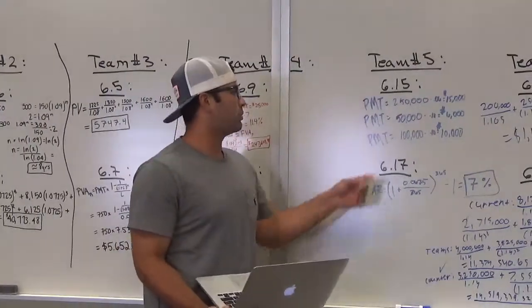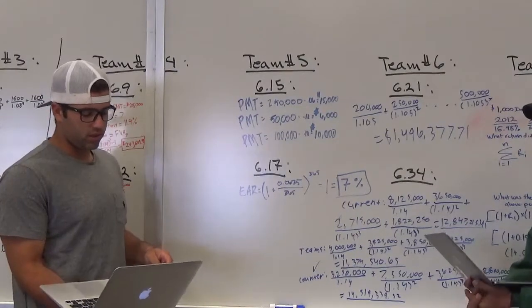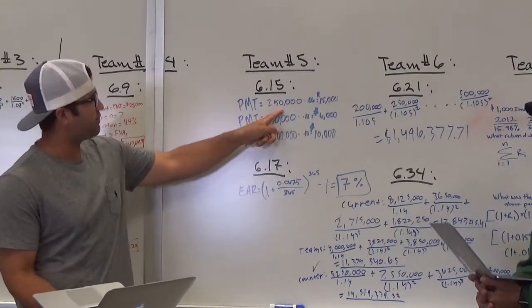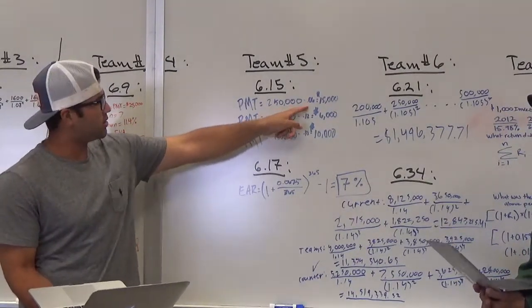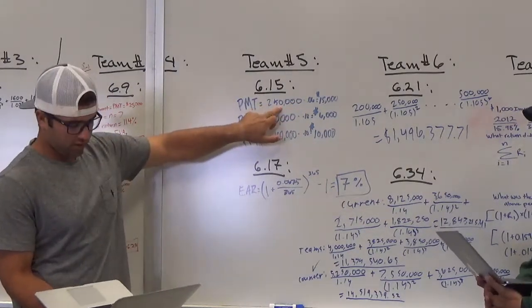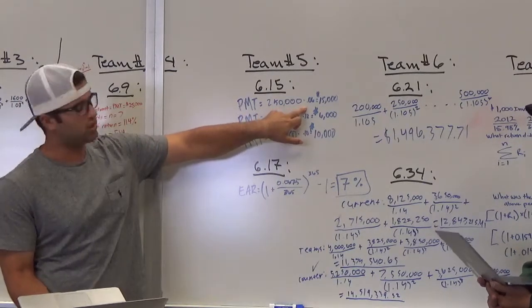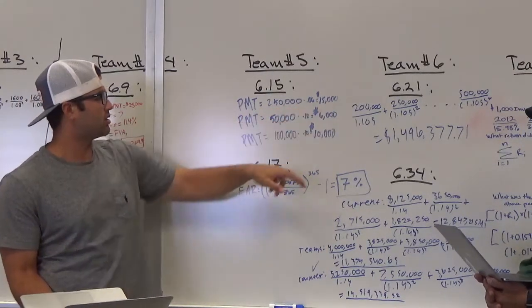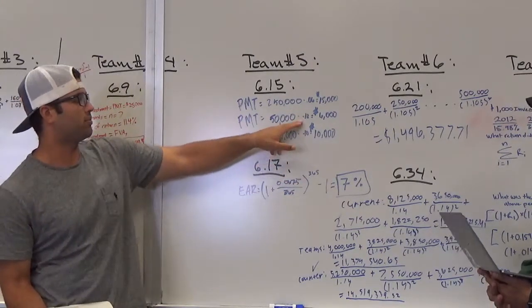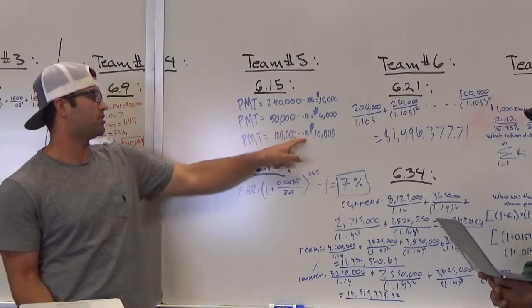So for 6.15, you're solving for PMT as well, but instead now you are multiplying present value times interest to get PMT. And so for this one, the present value of the investment needed is 250,000 times 6% interest equals 15,000. Then 50,000 times 12% interest equals 6,000. 100,000 times 10% interest equals 10,000.